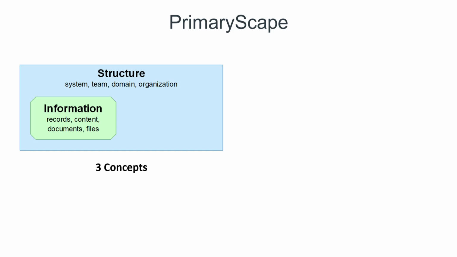Green rectangular shapes with the corners cut off represent information. Information can be records, documents, files, data, or any other kind of content. Yellow rectangles with rounded corners represent behavior. Behavior includes functions, processes, or any kind of activity or work.